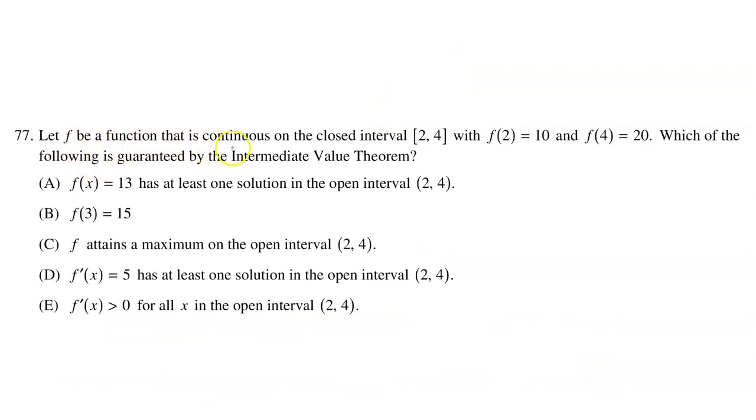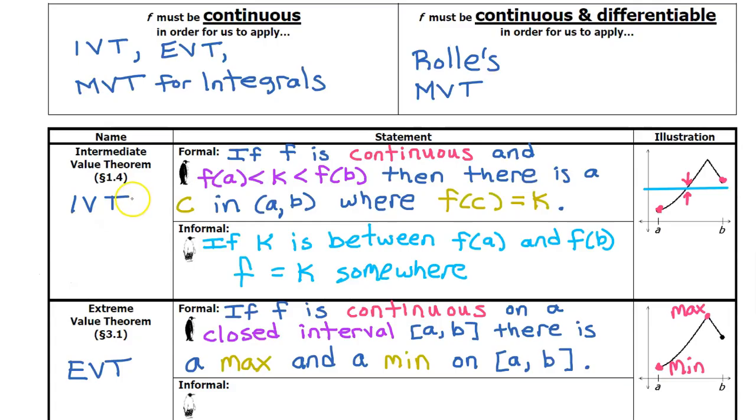Let f be a function that is continuous on the closed interval from 2 to 4, with f at 2 equals 10 and f at 4 equals 20. Which of the following is guaranteed by the intermediate value theorem? The intermediate value theorem tells us that if f is continuous and if f at a is less than k, which is less than f at b, then there is a c in the interval from a to b where f at c is equal to k.